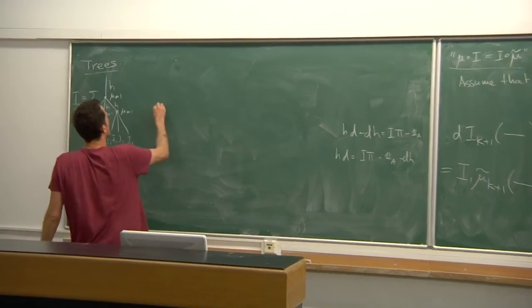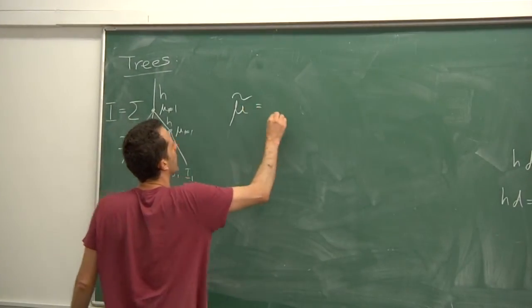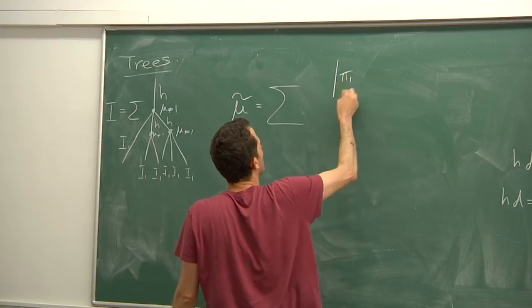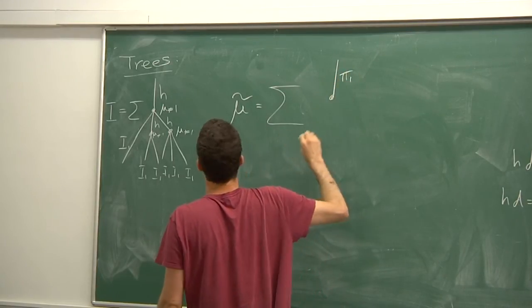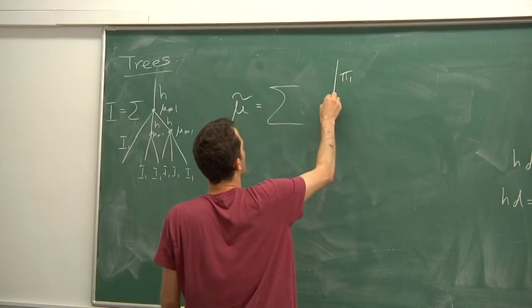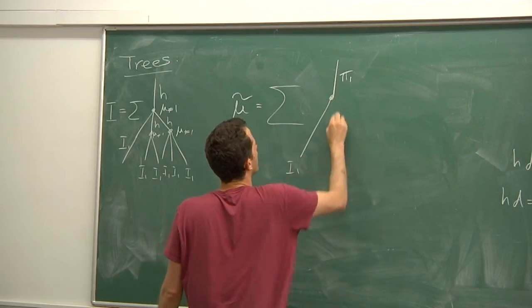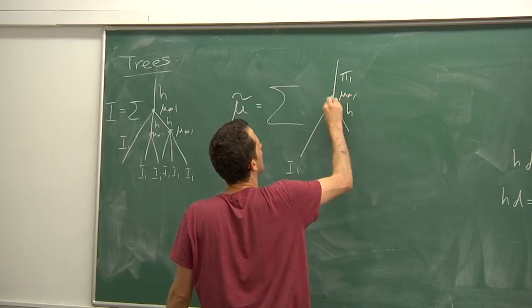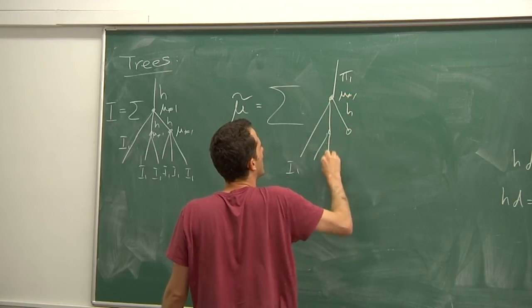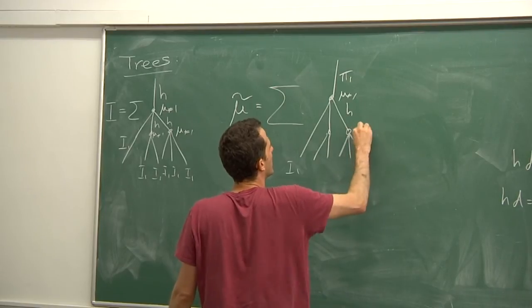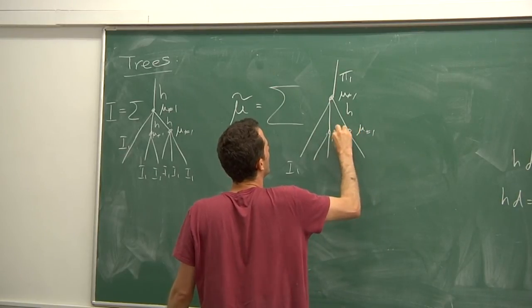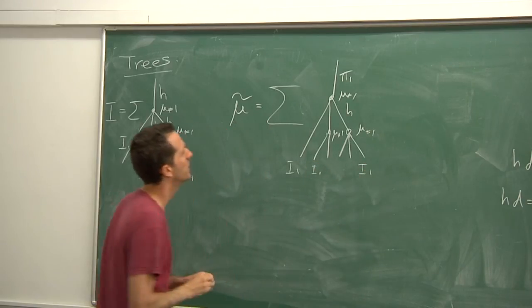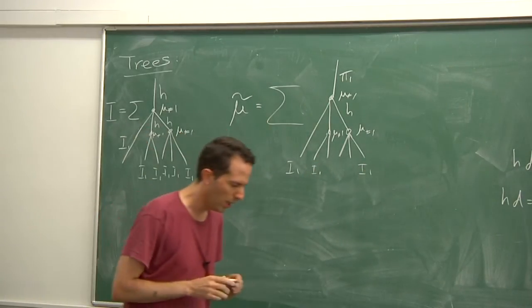And similarly, if you want to look at mu tilde, then you find that it's given by a sum over trees with pi at the top, pi 1 at the top. And then you go back to the same kind of thing. So the only difference is really there. So this is the kind of thing you get.